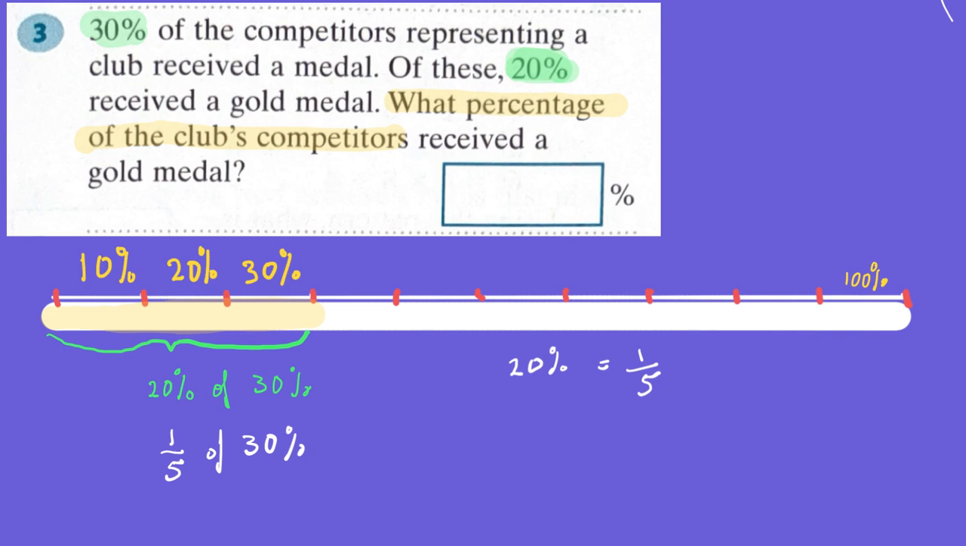See how easy this is? A big wordy problem, very easy to do. So what is 1/5 of 30%? That would be divide 30 by 5 and you get 6%. So we're going to write down here 6. We've already got the percentage up here, so all we need to do is write 6.